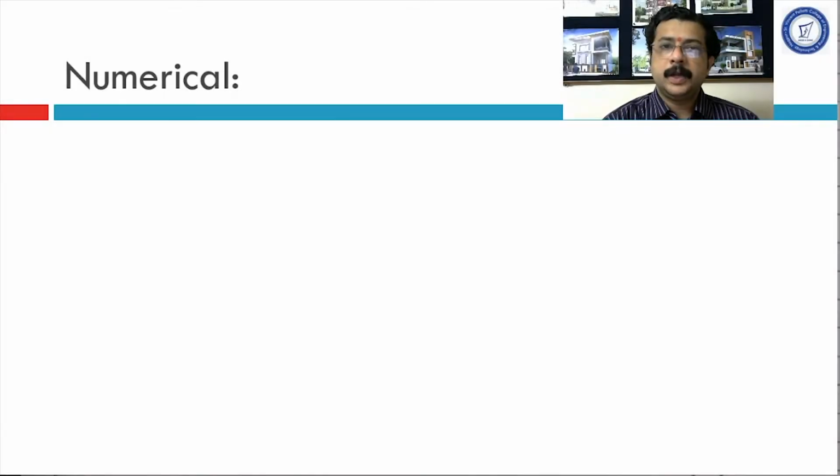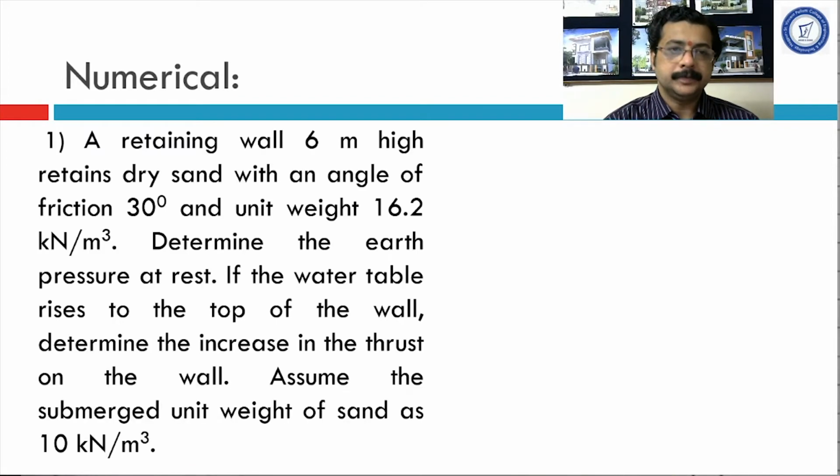Let us begin with the numerical on lateral earth pressure at rest condition. First numerical. A retaining wall 6 meter high retains dry sand with an angle of friction 30 degree and unit weight 16.2 kilonewton per cubic meter. Determine the earth pressure at rest. If the water table rises to the top of the wall, determine the increase in the thrust on the wall. Assume the submerged unit weight of sand as 10 kilonewton per cubic meter.